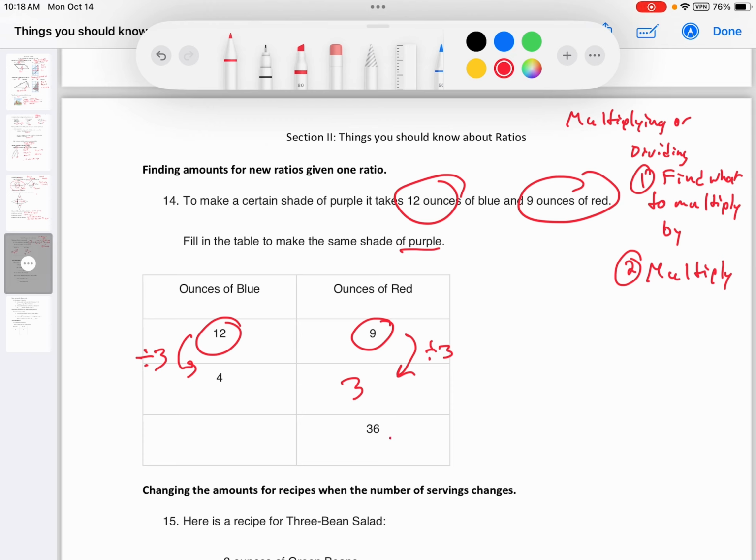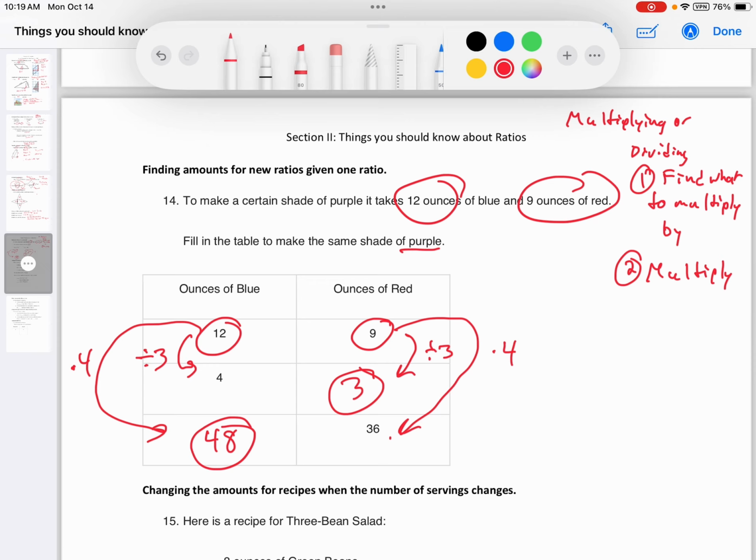Now we'll go from, this is 36, and that's ounces of red. So we'll go from 9 to 36, which is multiplying. 9 times 4 is 36. So therefore, what should I do to 12? I should do 12 times 4 also. And 12 times 4 is 48. And that's how I got 3, and that's how I got 48. Okay?